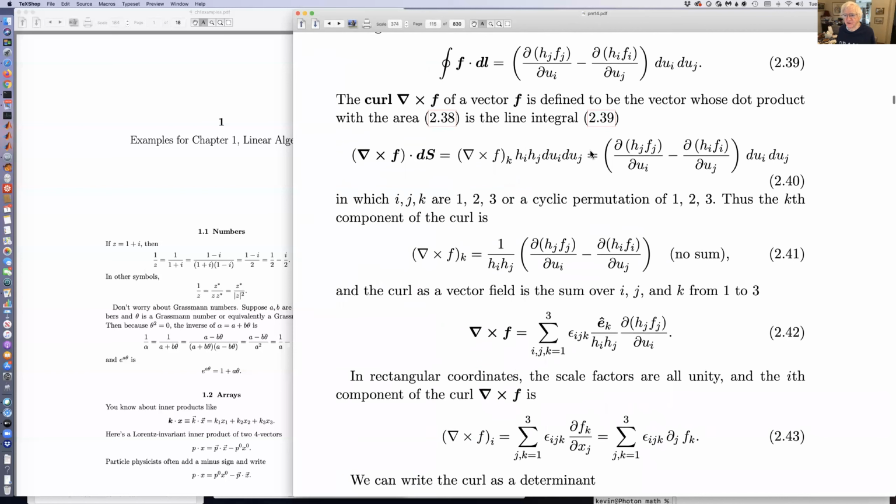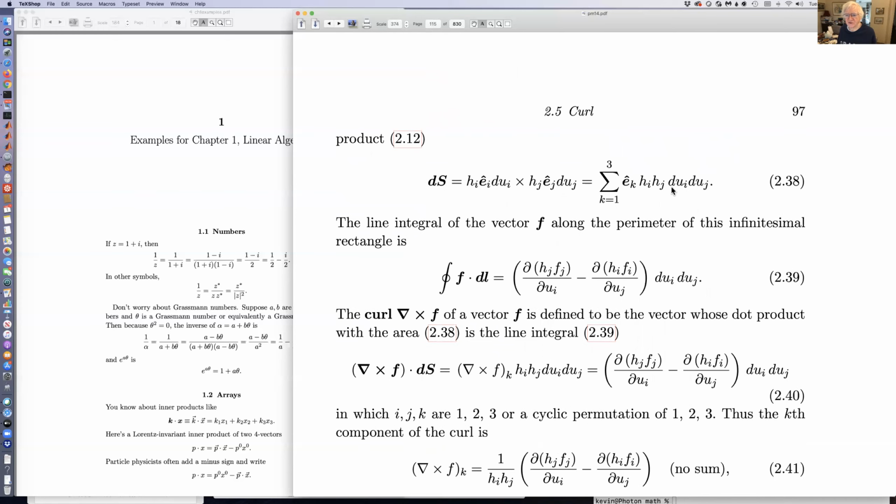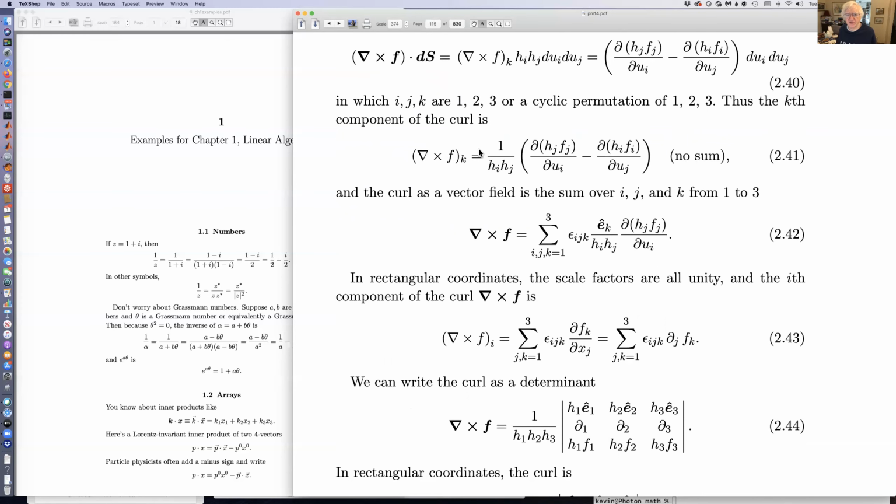Okay, so then what we do is we define the curl such that the curl dotted into the surface area is the line integral. And the line integral then is this quantity here. And the curl dotted into the surface, well, the surface elements are these shown up here. And so the kth component of the curl is, you cancel the du's, and you have the kth component of the curl of f is 1 over hi hj, this quantity here.